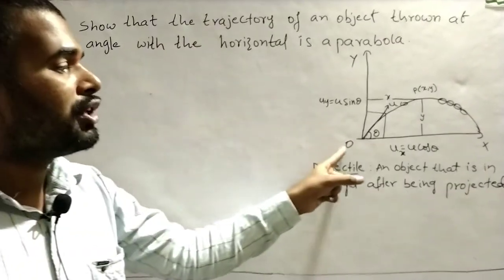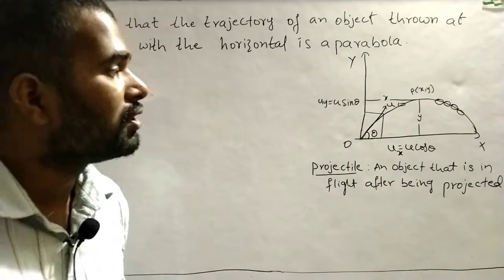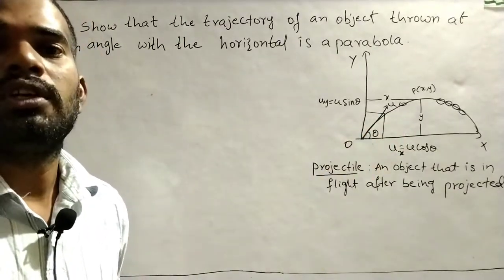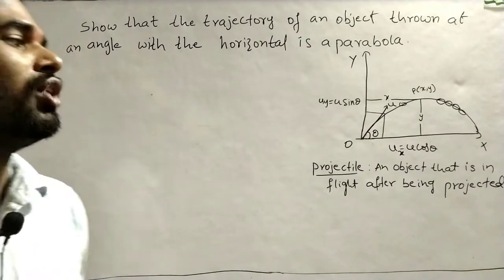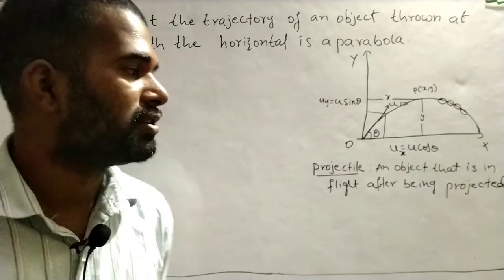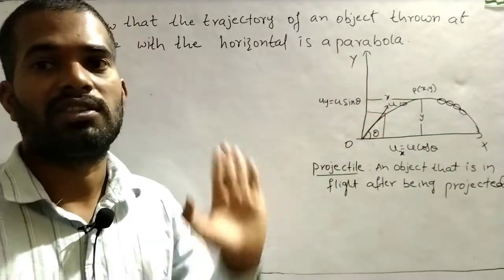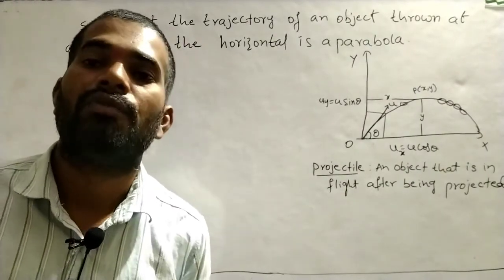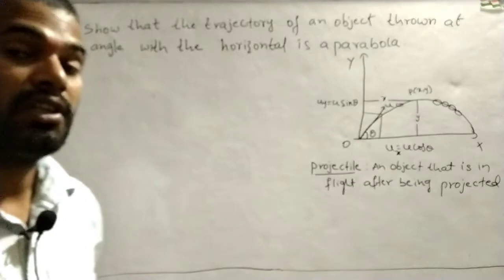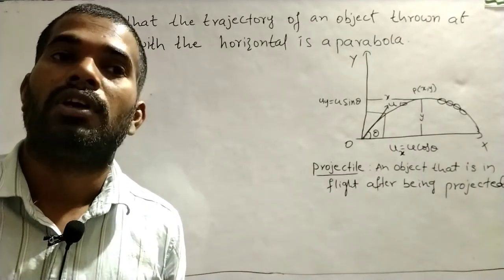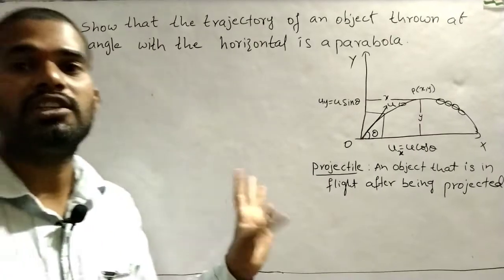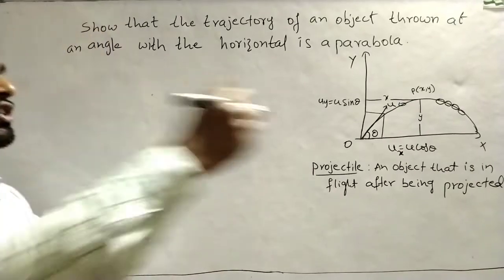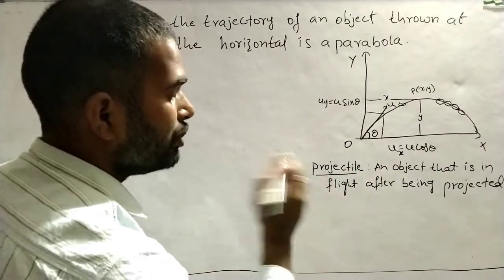Here the object is thrown with an initial velocity. That initial velocity will be u. The object is thrown in a plane, which means two-dimensional, with x-axis and y-axis. So when the object is thrown, its initial velocity will be divided into two components, one horizontal component and one vertical component, because the object is traveling in a two-dimensional plane.